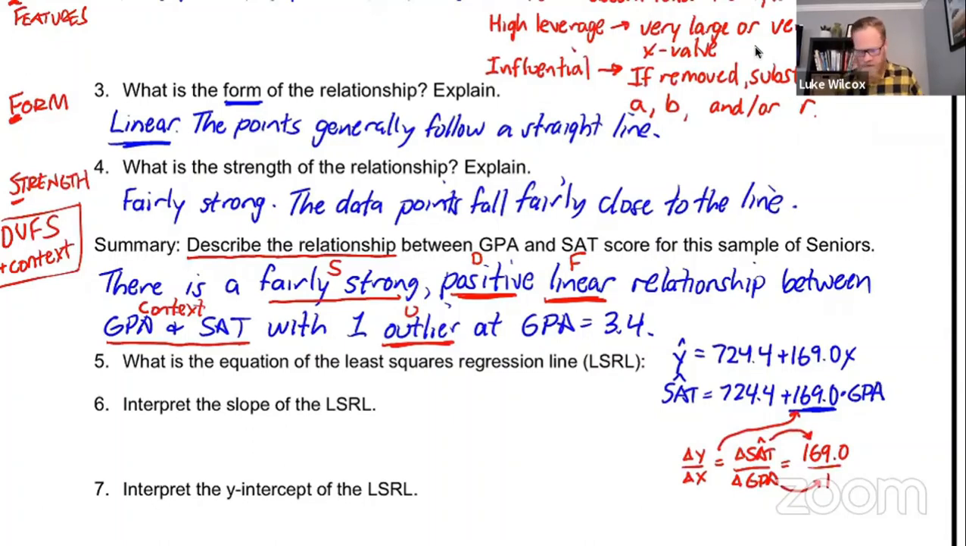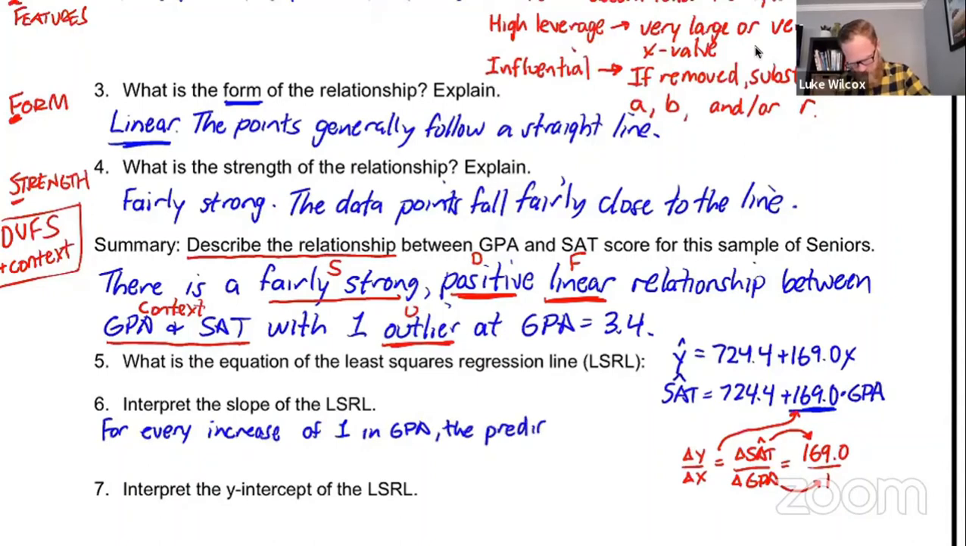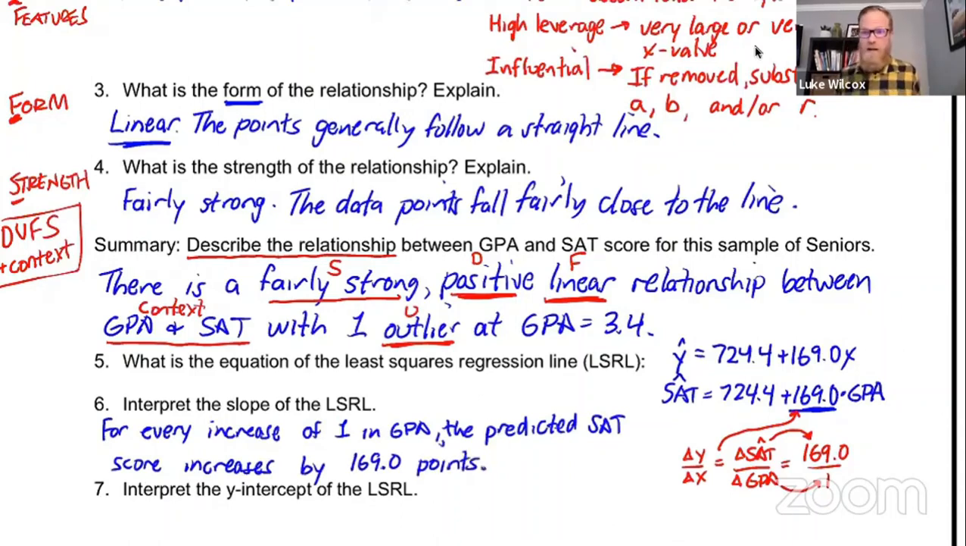Here's what it would look like in words. I would say this. For every increase of 1 in GPA, the predicted SAT score increases by 169.0 points. Let me highlight a couple important parts of the way that we've worded this here, all right?